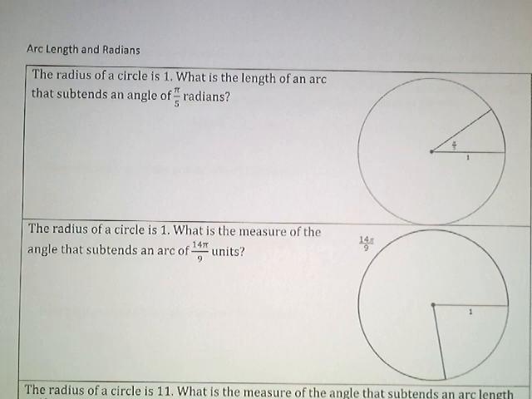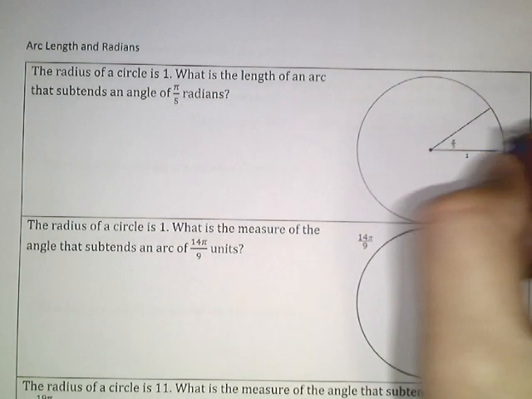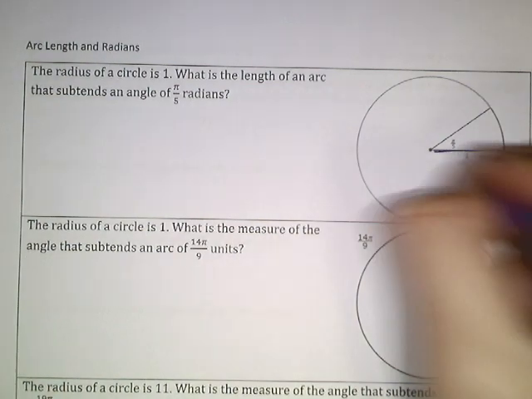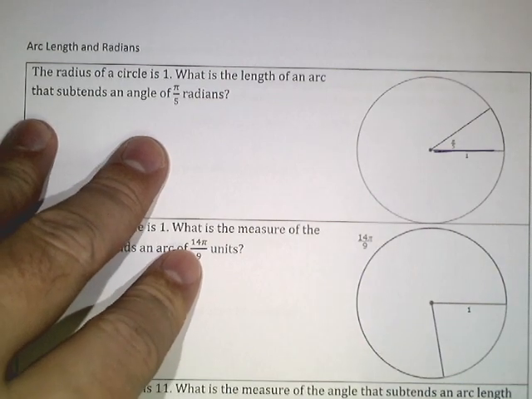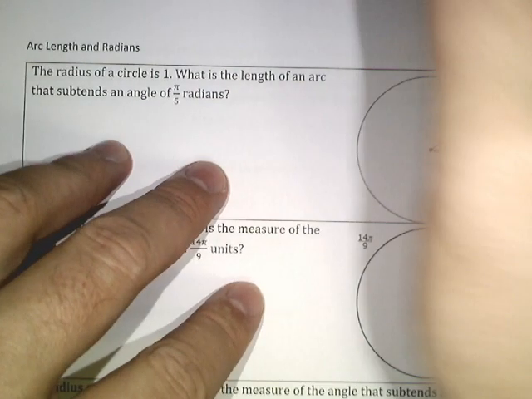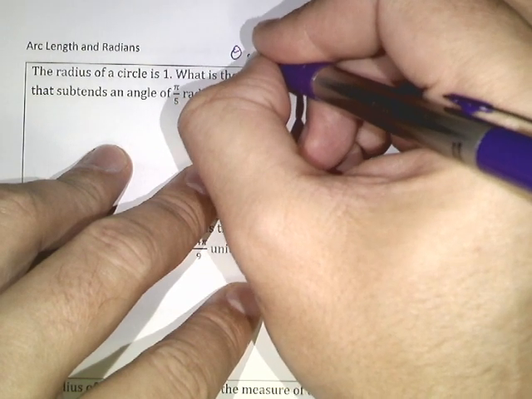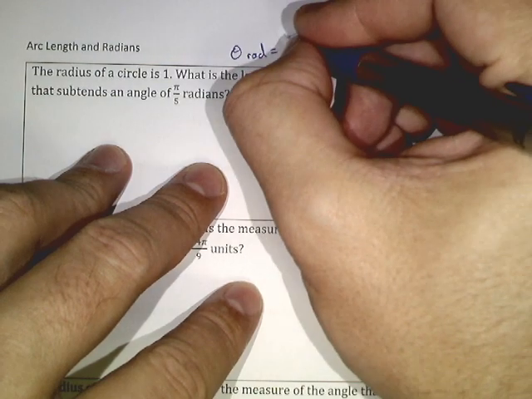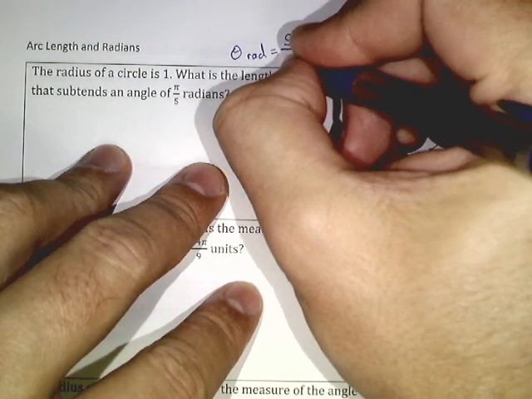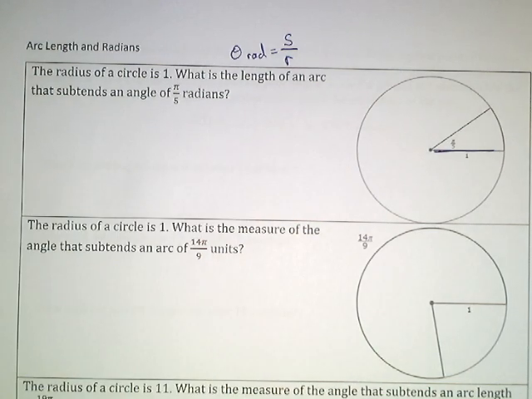Okay, here we are on page 5. Here, we're going back to arc length. The radius of a circle is 1, as denoted right there. Arc length, what we're going to know for arc length and what you should have on your cheat sheet is that the degree measure in radians is equal to arc length, which is S, divided by the radius. Theta equals S over R.